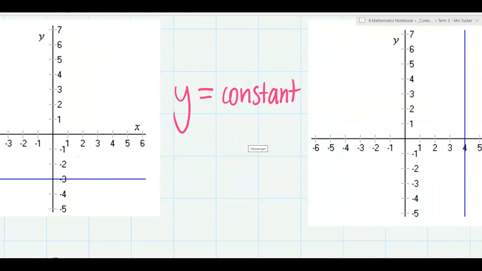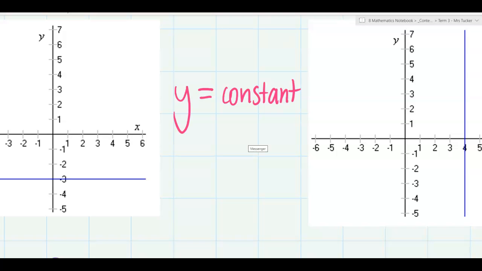Does anyone have a better way of remembering that? The line is on the y-axis? Good, as in it goes through the y-axis. So it's an x equals line. But I might give you a graph and you have to find the rule, so that doesn't really help us.